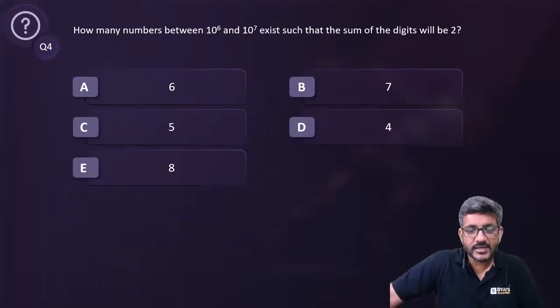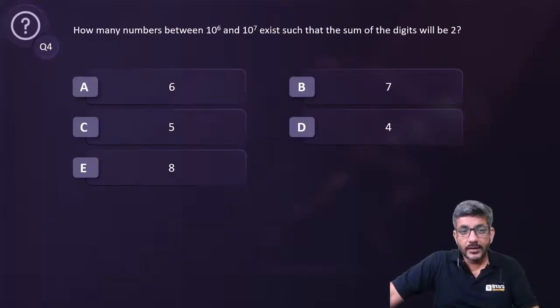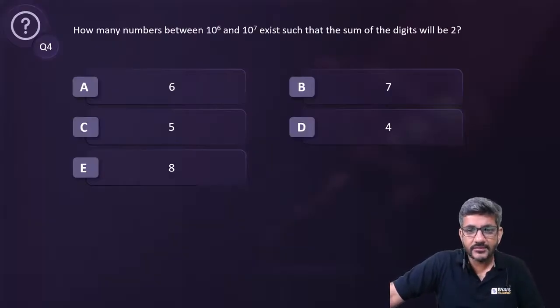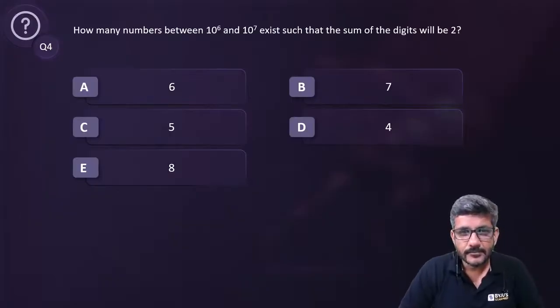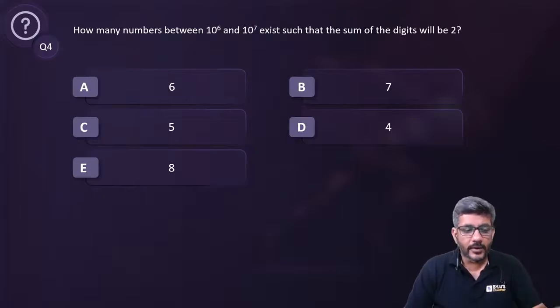Vikram has got the answer as 7. That's great. Very fast, Vikram. Good. Anyone else? Nay has got the answer as B, which is 7. Sushmita has got the answer as A, that is 6. Very good. Let's start doing it then. देखते हैं क्या आंसर आता है.